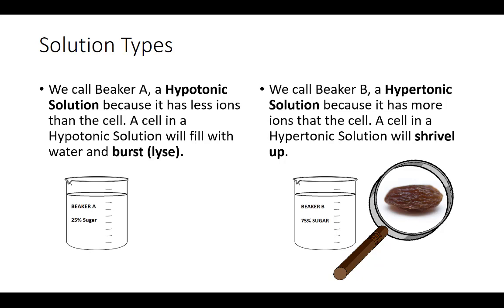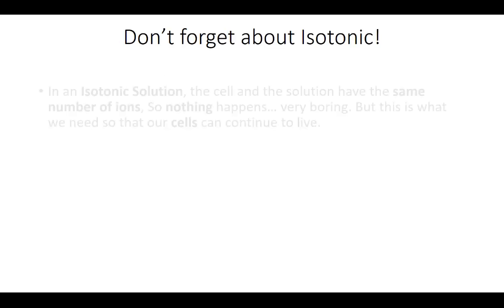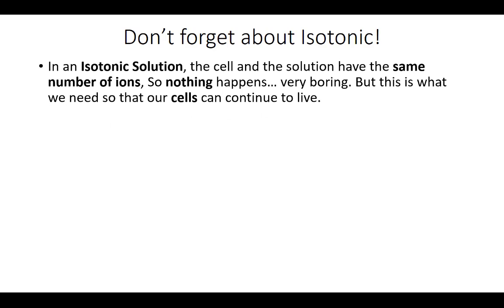But hypotonic and hypertonic, hypo meaning less than, hyper meaning more than, greater or less than what? Hypotonic, the solution has fewer ions than the cell. Hypertonic, the solution has more ions than the cell. But that's not the only two conditions it can be, right? You can also have equal to, and that's right, don't forget about isotonic. This is where we have an isotonic solution where the concentration of ions is equal.